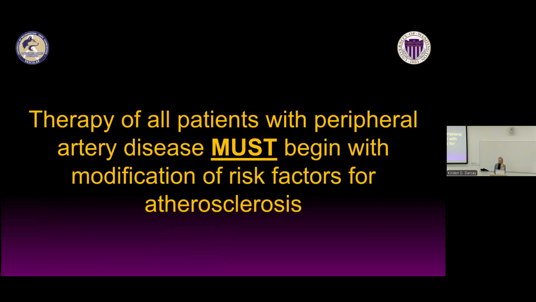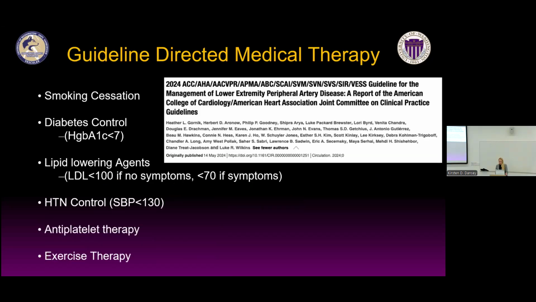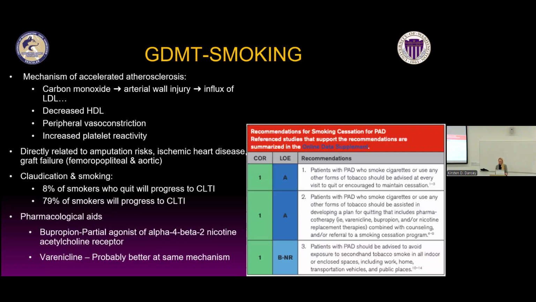We're going to move on to guideline-directed medical therapy next. One of the take-home messages of this presentation is that therapy of all of these patients has to begin with modification of risk factors for atherosclerosis. The most recent set of guidelines discuss guideline-directed medical therapy as smoking cessation, diabetes control, lipid-lowering agents, hypertension control, antiplatelet, and exercise therapy. I'm going to run through this relatively quickly because I think that you guys have an excellent understanding. And clearly, honestly, vascular surgeons have a lot to learn.